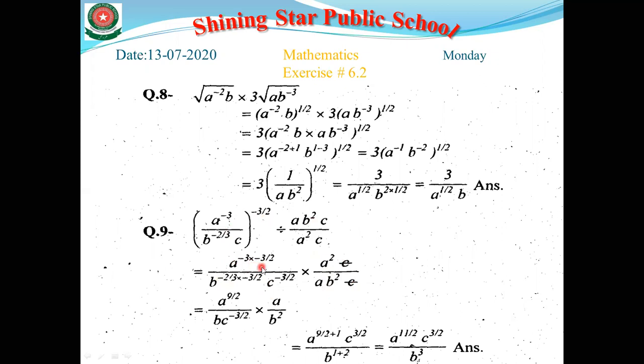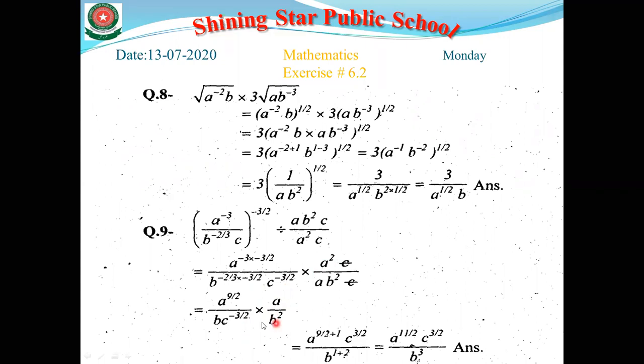Now 3 3s are 9, minus minus plus, 9 over 2. Here minus 2 over 3 multiply minus 3 over 2. So 2 over 3 cancels with 3 over 2, minus minus plus, b and c power minus 3 over 2. Multiply a cancels with a square, so a divided by b square.